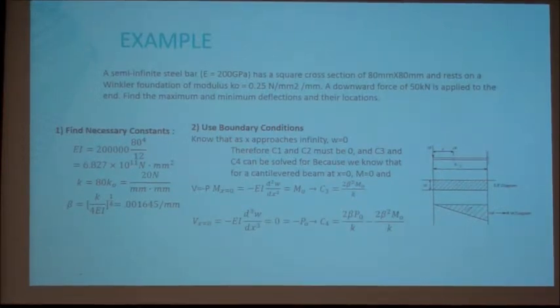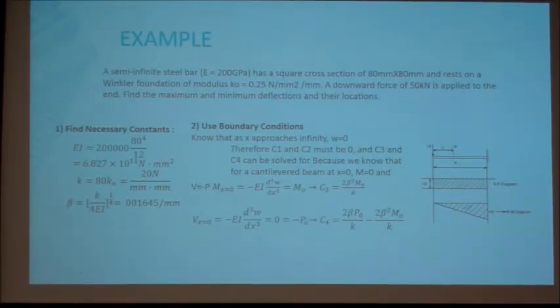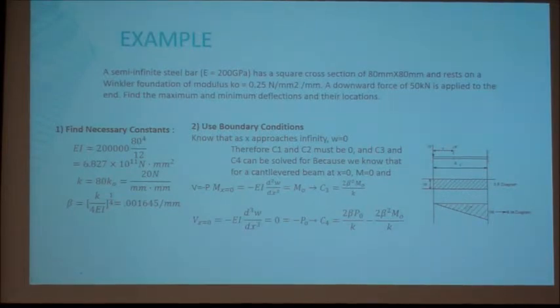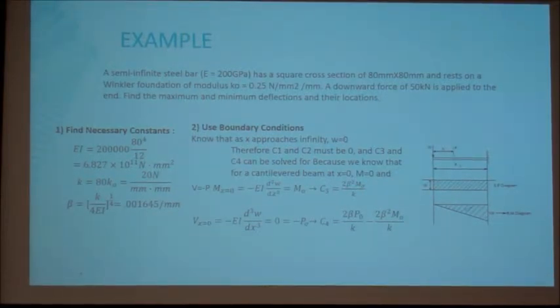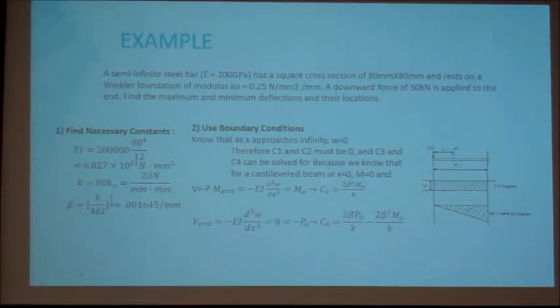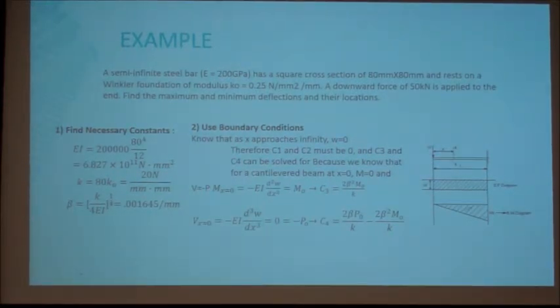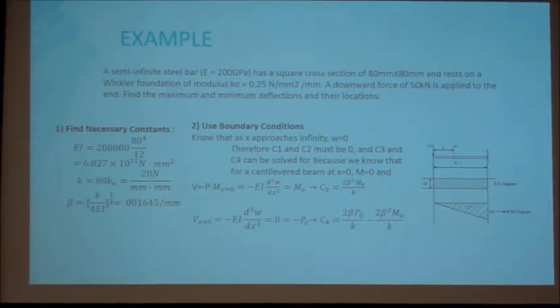Okay, so now I'm going to go over a pretty simple example. In this example we have a semi-infinite steel bar with a modulus of elasticity of 200 kilopascals and a square cross-section of 80 by 80 millimeters, and it rests on an elastic foundation with a modulus K of 0.25 newtons per millimeter squared. A downward force is applied at the end, and it's asking us to find the maximum and minimum deflections and their locations.